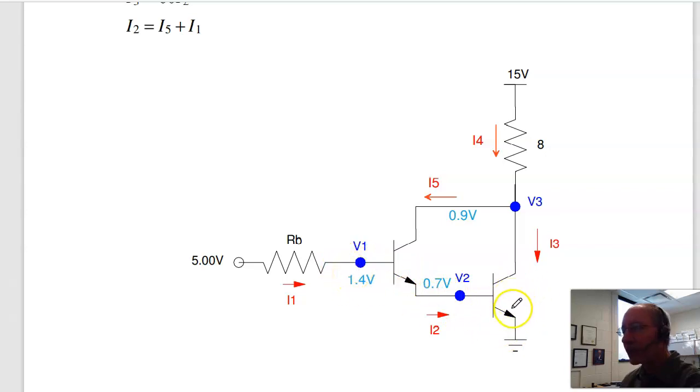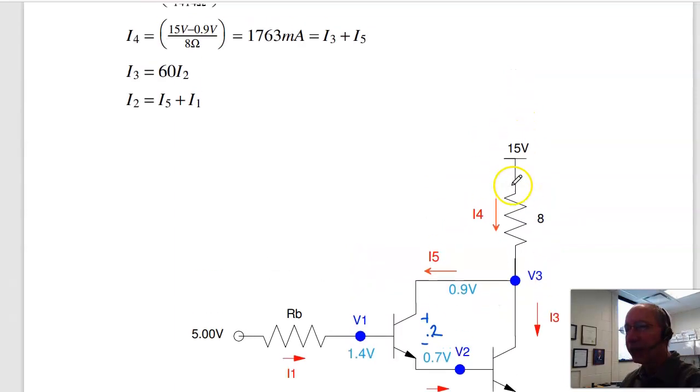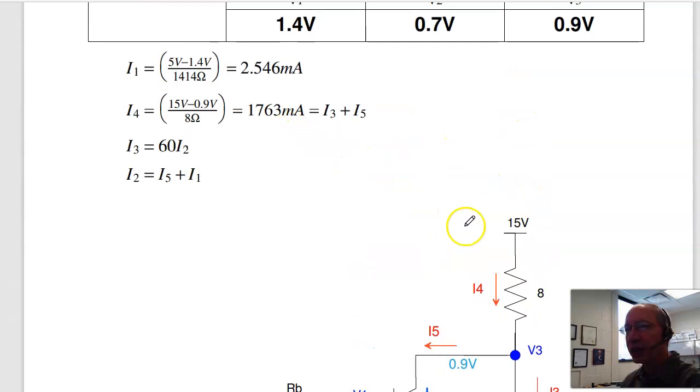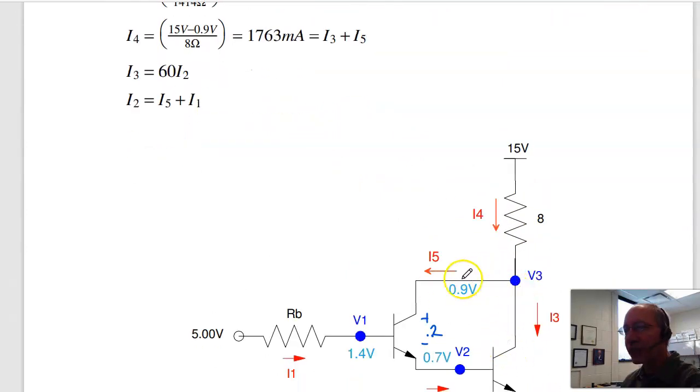This transistor can't saturate because if it does, I don't have 0.7 volts across this diode. The lowest V3 can be is 0.7 plus 0.2, so this is 0.2 volts. That makes V3 0.9. So we'll check later to see if I'm saturated or if that's true. If V3 is 0.9 volts, I can solve for I4. I4 is 1763 milliamps.